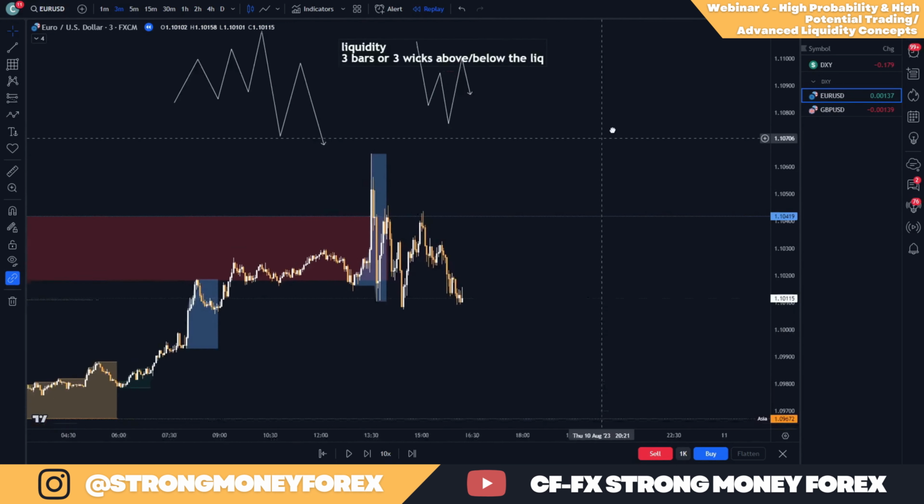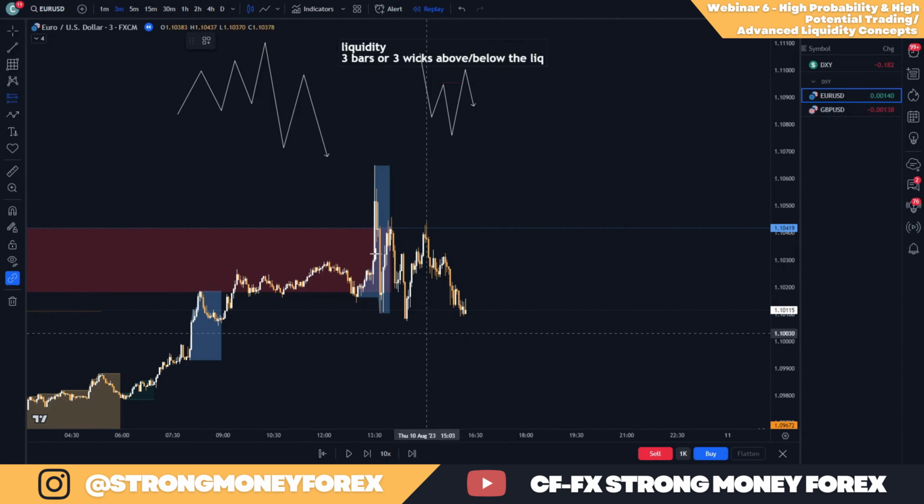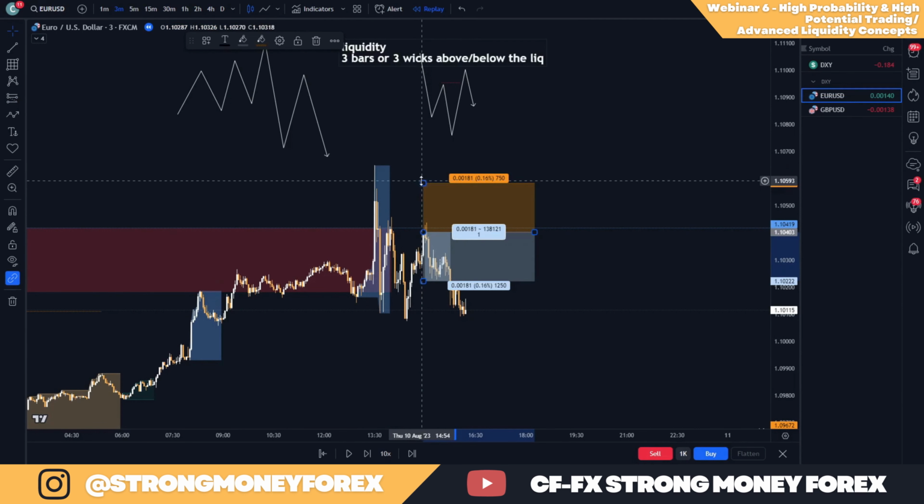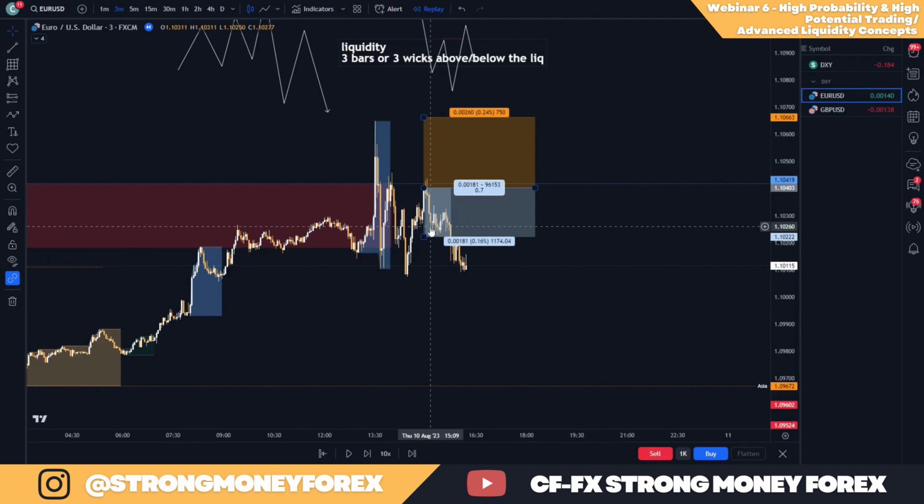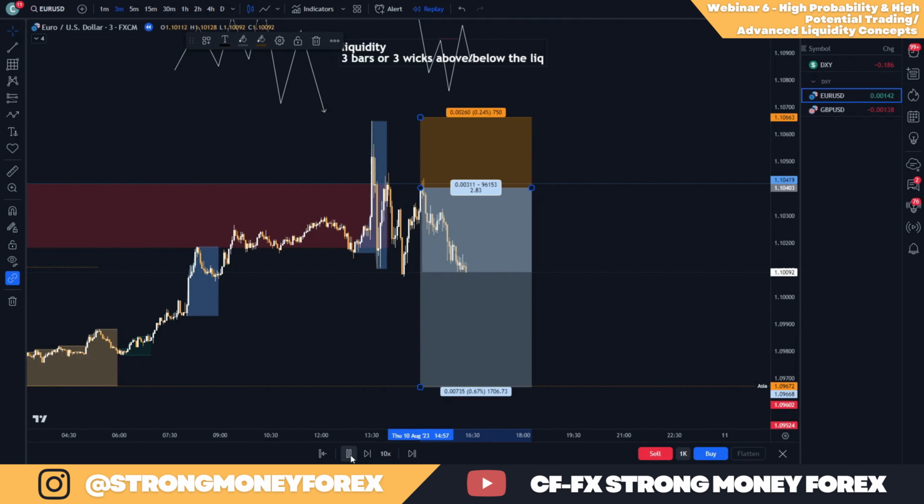I'll show you an example, and this is a good one to look at. This trade here would have taken us maybe something like this, with the stop above the high. We would have then held it. Let's see if we get our target.